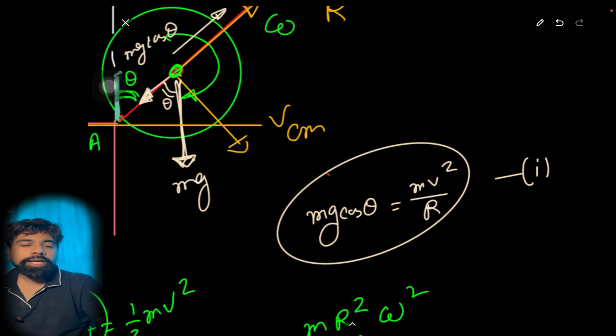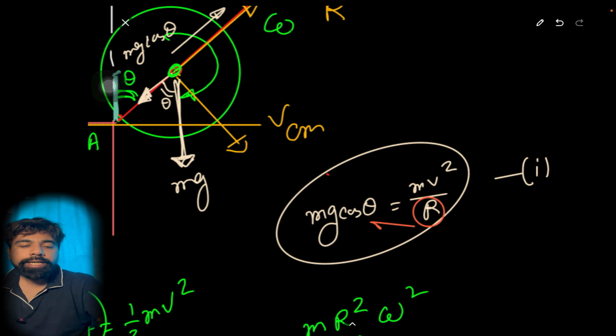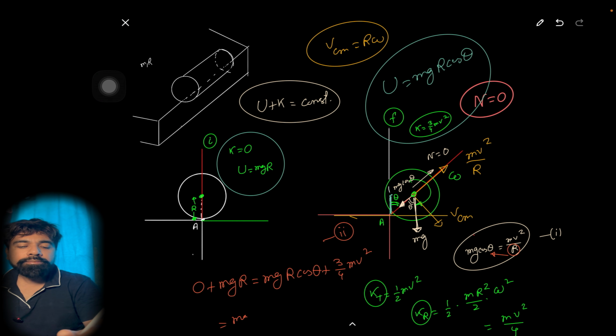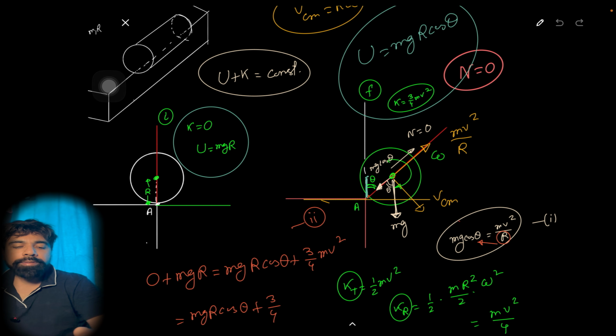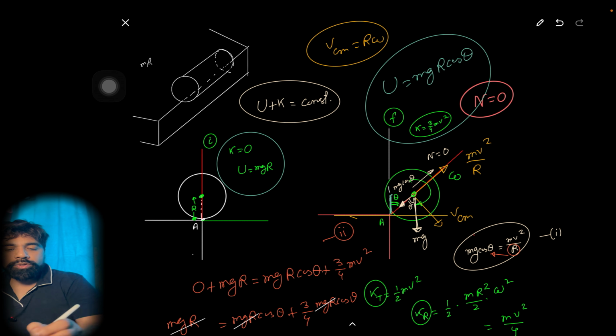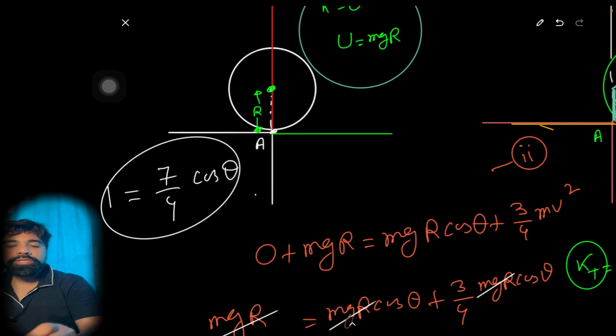So from equation 1, if I cross multiply the radius, I am getting mv square as mgr cos theta. So the equation is coming as mgr cos theta plus 3 by 4, instead of mv square, mgr cos theta. And here also you have an mgr. So cancel the mgr and you get 1 on the left hand side, and this is equal to 7 by 4 cos theta, right? Our target is to calculate theta.